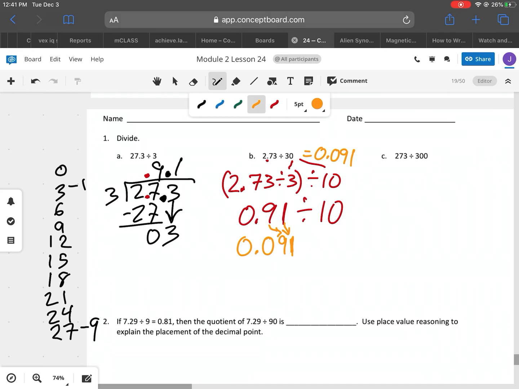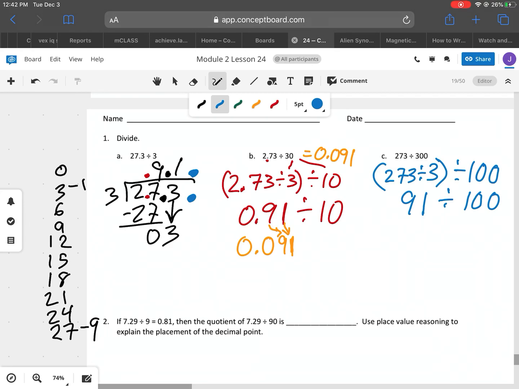Okay, so now we have this problem here, and you might be going, but Mr. Veldmar, there's no decimal. There actually is a decimal. The decimal for this one would be right here. Okay, so if we were dividing by 3, the answer would be 91. So we're going to go ahead and write it again. 273 divided by 3 divided by 100. So 273 divided by 3 would just give me 91. And then I divide that by 100. And again, this time we're moving over 2 spaces.